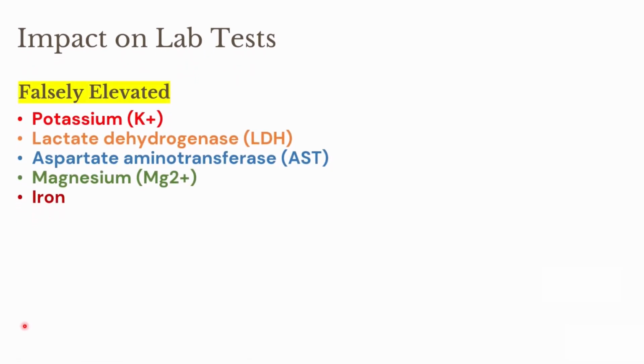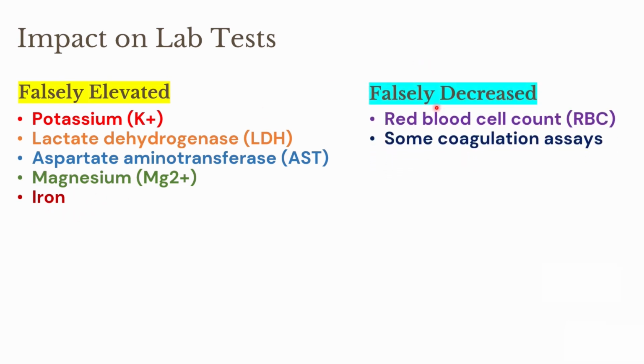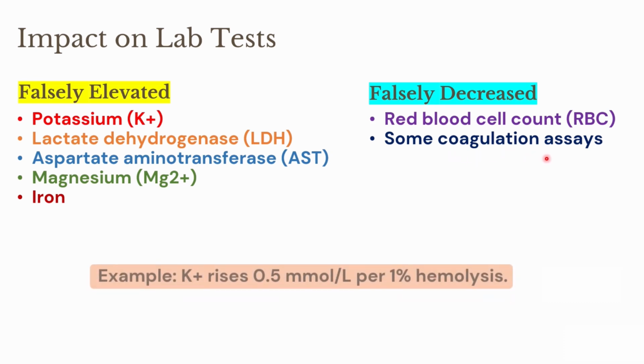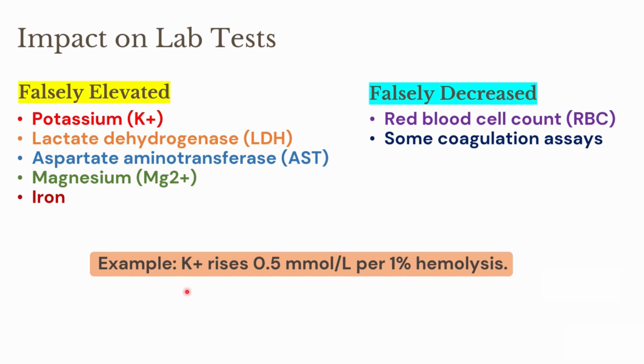Impact on various parameters. Hemolysis falsely elevates the potassium levels, lactate dehydrogenase levels, AST, magnesium and iron levels. Also, RBC count will be decreased falsely, and there is some interference with the coagulation assays also. As an example, potassium levels rise around 0.5 millimoles per liter for 1% of hemolysis.